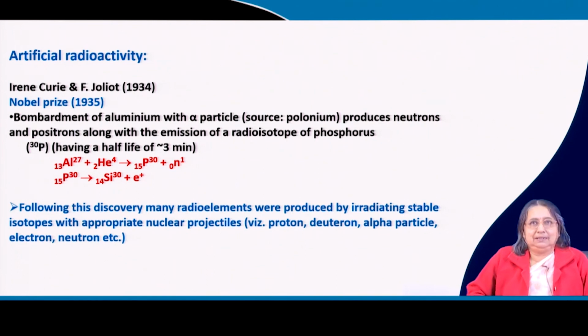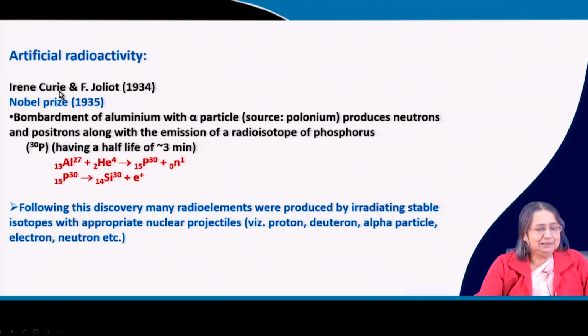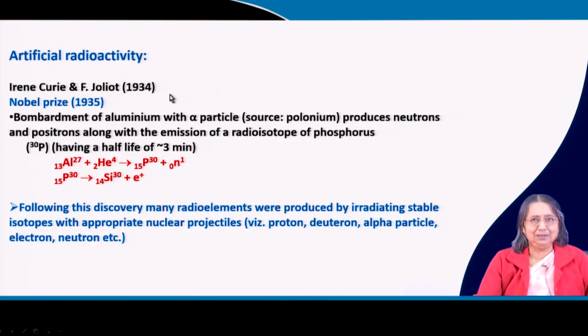Another important experiment is by Irene Curie and F. Joliot. Who are they? Irene Curie, who is she? She is the daughter of Madame Curie. So, Irene Curie and her husband F. Joliot were also doing some experiments on the neutron. They also got the Nobel Prize in 1935, not for the neutron, but for artificial radioactivity.